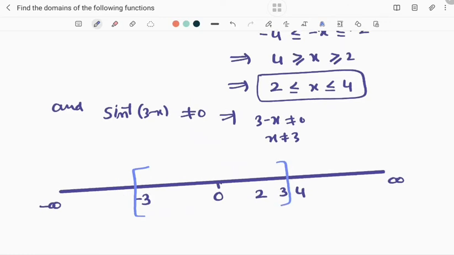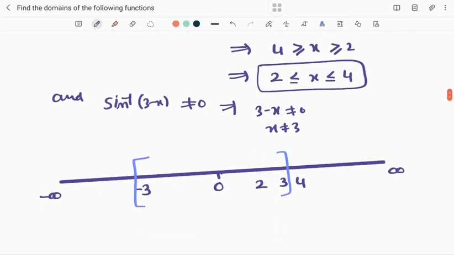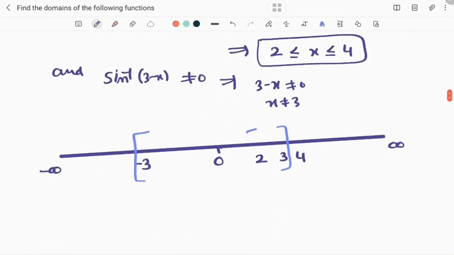And in the second one, sin inverse of (3 - x) is defined for 2 ≤ x ≤ 4. So from here to here. In that also x is not equal to 3, they mention. x is not equal to 3. So we can write like this now. What is that intersection part? 2 to 3 only, no? The intersection part.